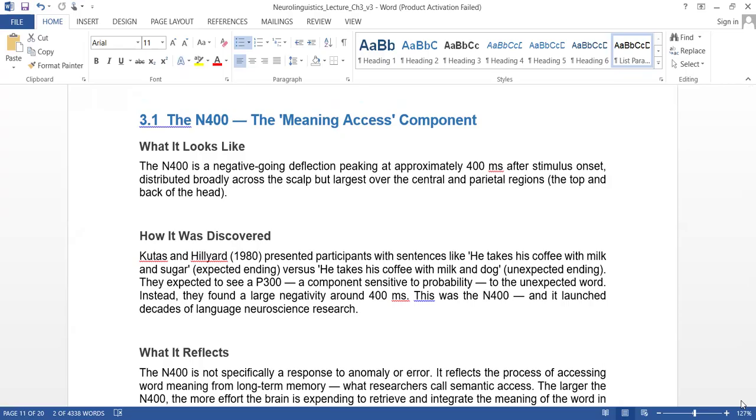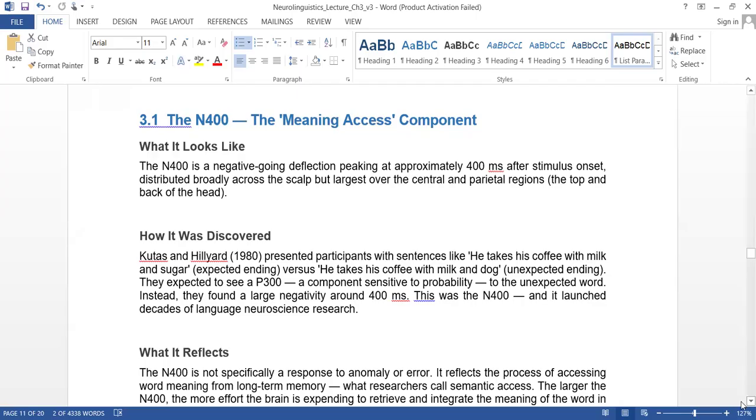How it was discovered: Kutas and Hillyard presented participants with sentences like "He takes his coffee with milk and sugar", an expected ending, versus "He takes his coffee with milk and dog", an unexpected ending. So they expected to see the P300, a component sensitive to probability, for the unexpected word. Instead, they found a large negativity around 400 ms. This was the N400, and it launched decades of language neuroscience research.